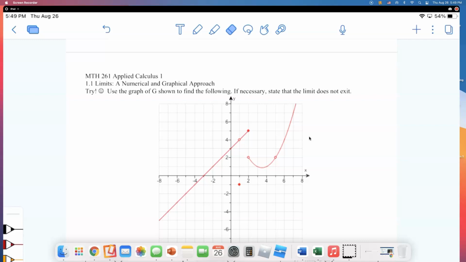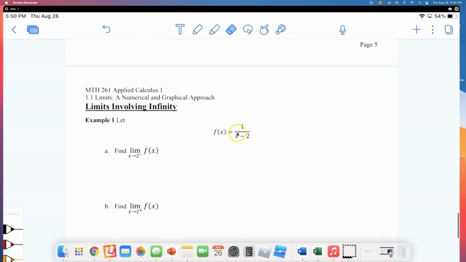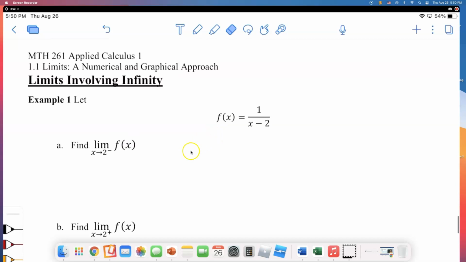Okay, I'm going to end this video, and I'm going to come back and talk about the limits involving infinity in a separate video.